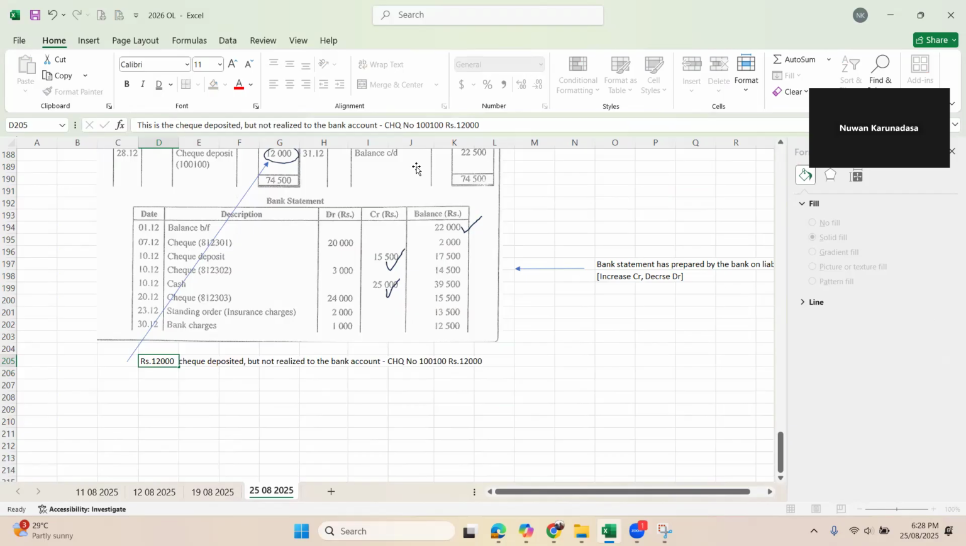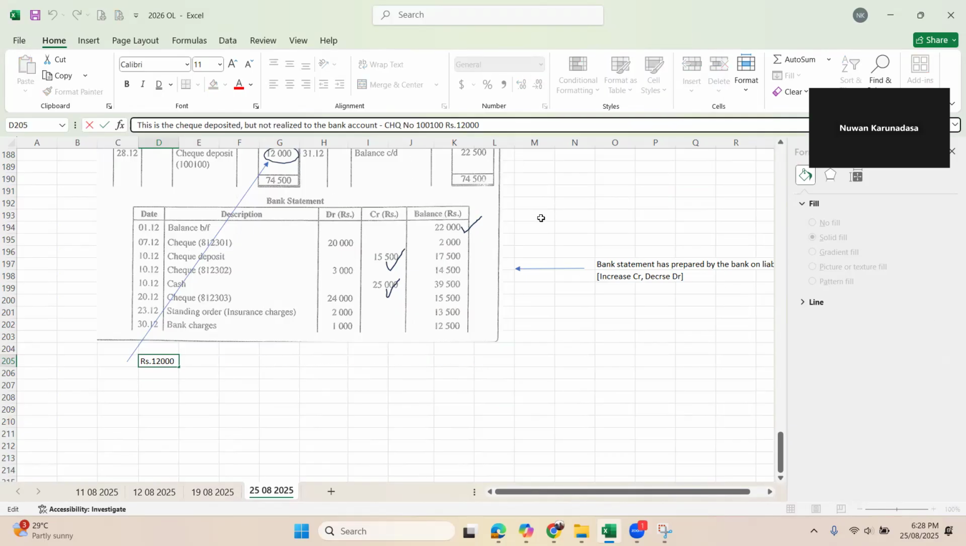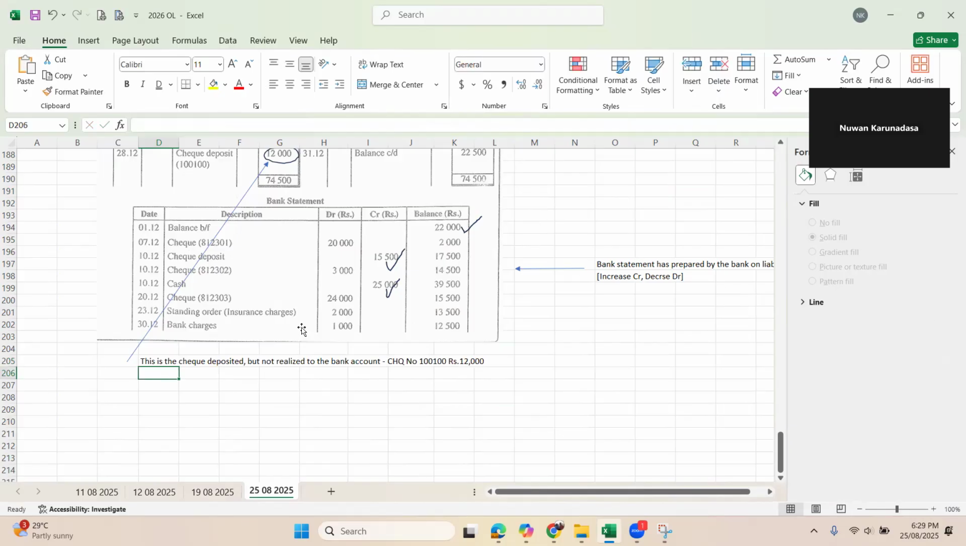The amount is 12,000. Very important. Just look at it, students, and put your best effort into understanding. So we have made a 12,000 deposit, it's not appearing in the statement. This is called deposited but not realized.